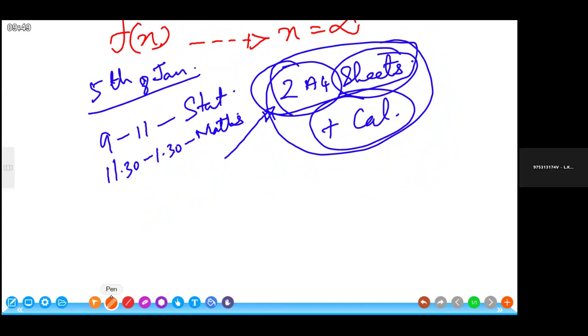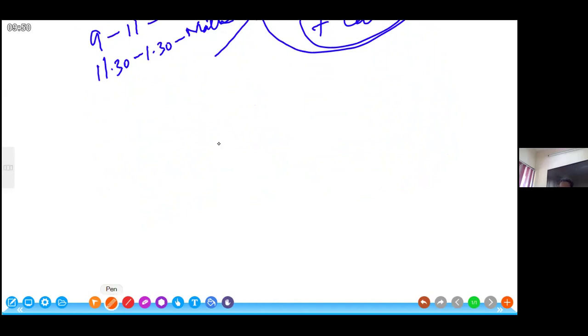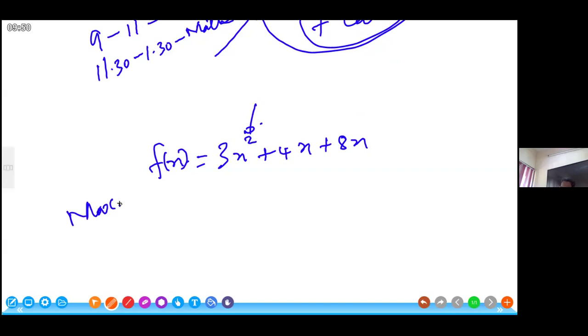Sir, excuse me, sir. Yes. Can you describe again the find maximum growth of plant, the limits, that part? Yeah, for example, a function is given, 3x square plus 4x plus 8x. This is your function, right? If I ask you to find the maximum growth, for example, x and this y.